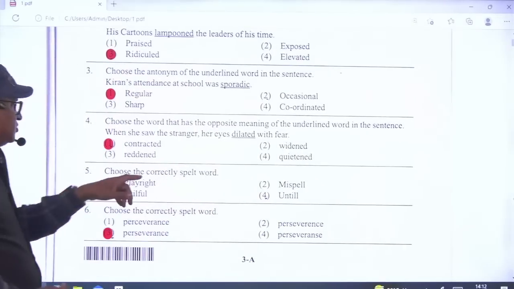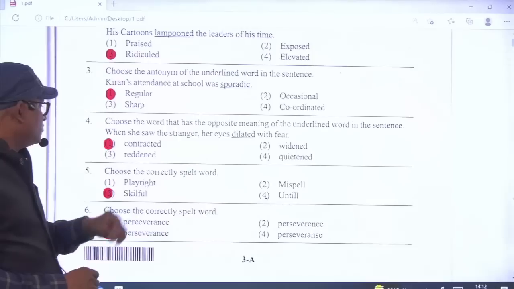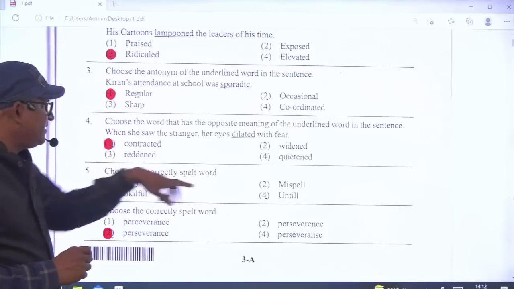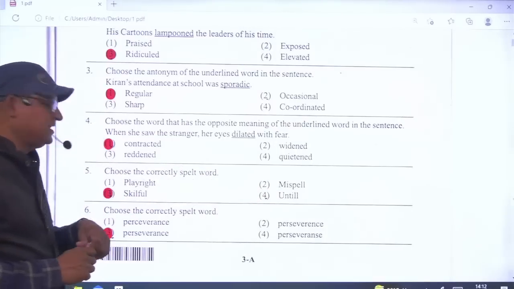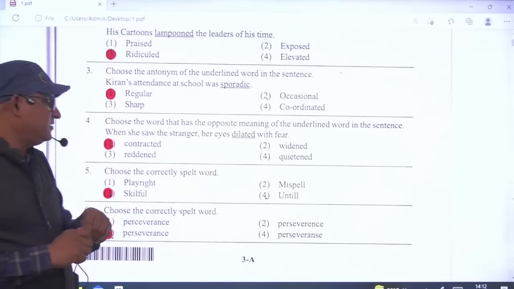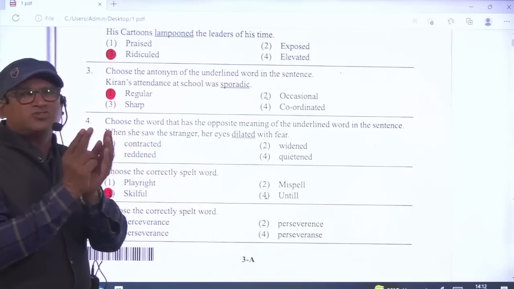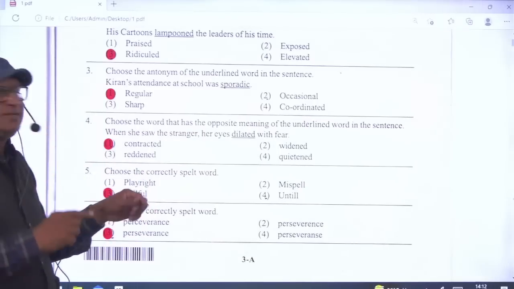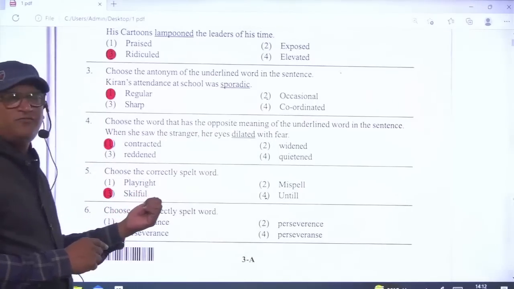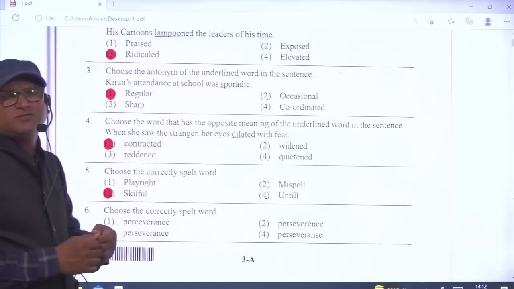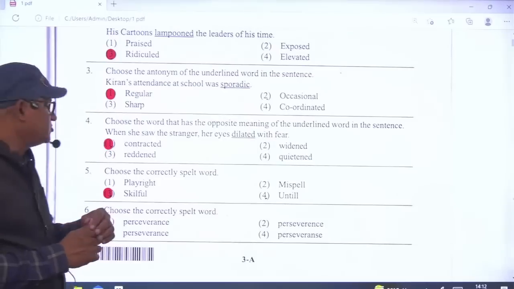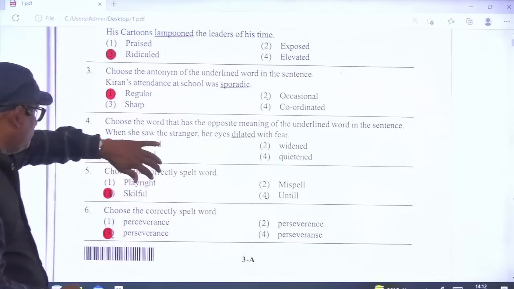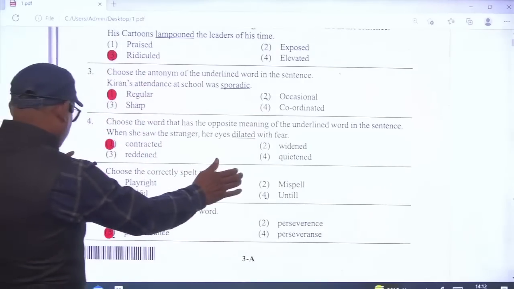Choose the correctly spelled word. This is about combining two words together, like playwright, misspell, until, and skillful. Once we combine the two words, the double consonant must be diminished. That is called skillful. SKILL, skill, FUL, full. Once we combine these 2 words, we should remove the extra L. SKILFUL is the right spelling. And let's go for the 6th question.